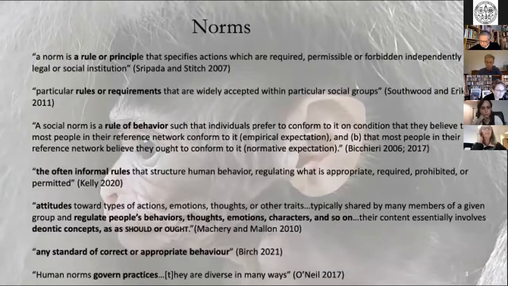And Cristina Bicchieri, on her account, also stresses rules. The social norm is a rule of behavior such that individuals prefer to conform to it on the condition that they have two different beliefs. Jonathan put these in the chat earlier. They believe that most people in their reference network conform to it. That's their empirical expectation, their prediction about what's going to happen.